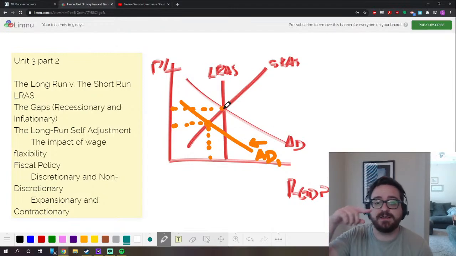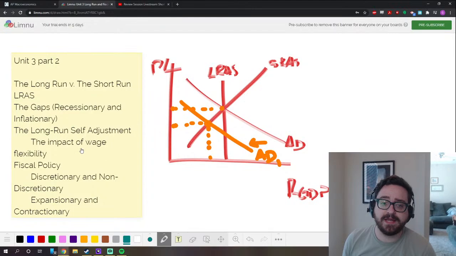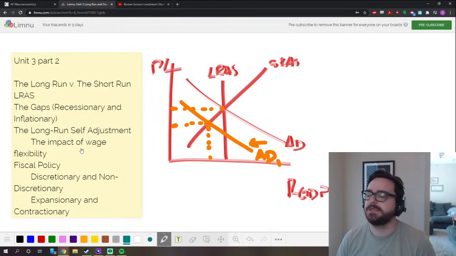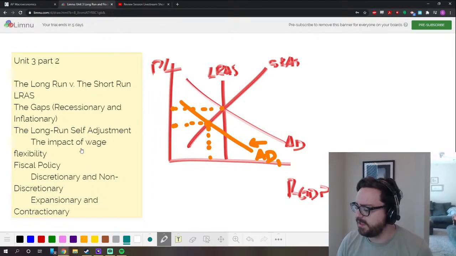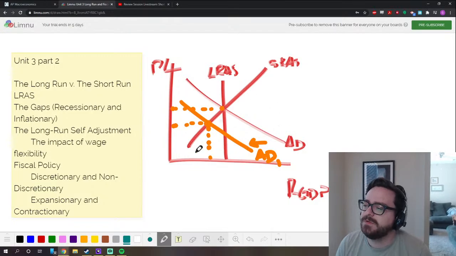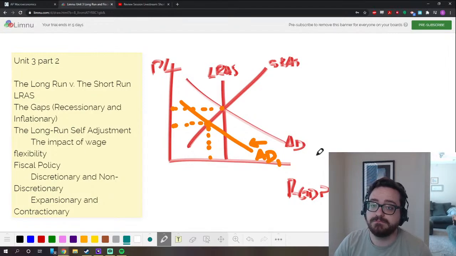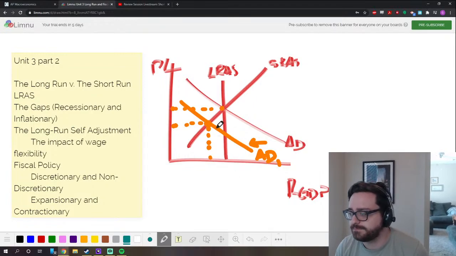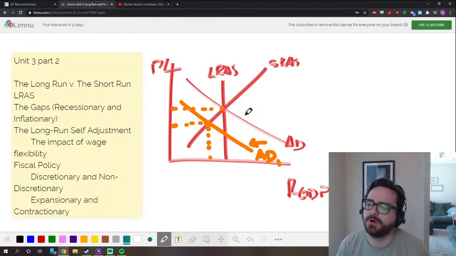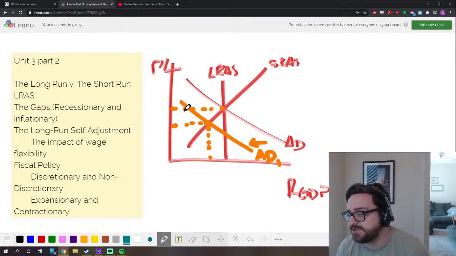You then have to think, how? And the how is going to be built on this wage and price flexibility thing. The idea that, given enough time, wages and prices can change. All right, cool. So I'm looking at this graph and I'm thinking, what could happen to wages or prices that would allow me to produce more or at least get me back to where I'm supposed to be? Because again, I need to get back to a spot where all three lines intersect. And my AD is right here.